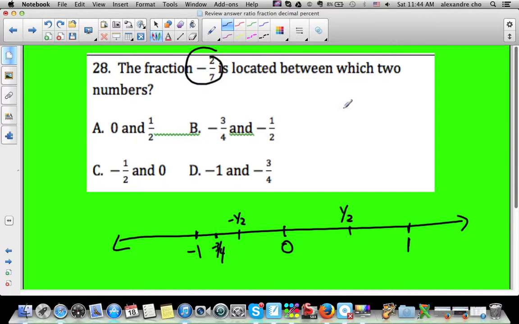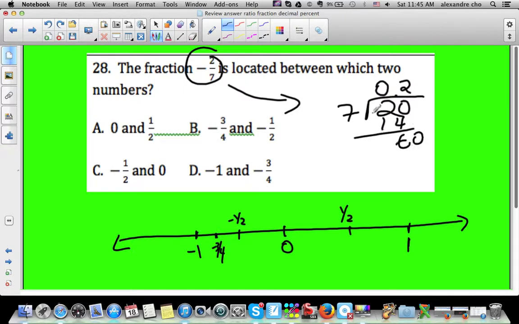One way of doing this, and I think the easiest way, is to change it to a decimal. So 2 goes inside, 7 goes outside. Remember, I'm changing a fraction to a decimal. I divide numerator by denominator. 7 does not go into 2. 0, 7 goes into 20 2 times, which is 14. Subtract, get a 6, bring a 0 down. 7 goes into 60 about 8 times, 0.28. That should be enough for us. I'll leave it right there. But it's negative 0.28. So negative 2 over 7 is definitely not here because those are positives.